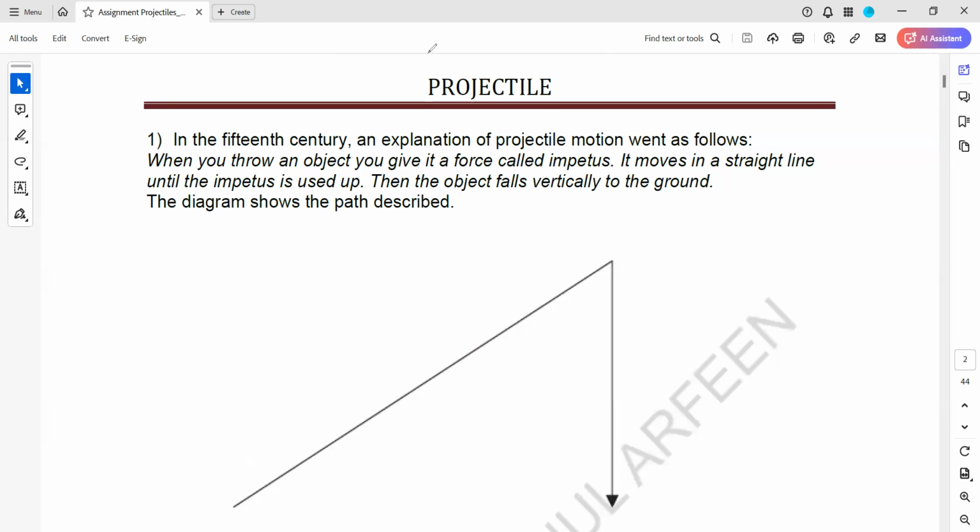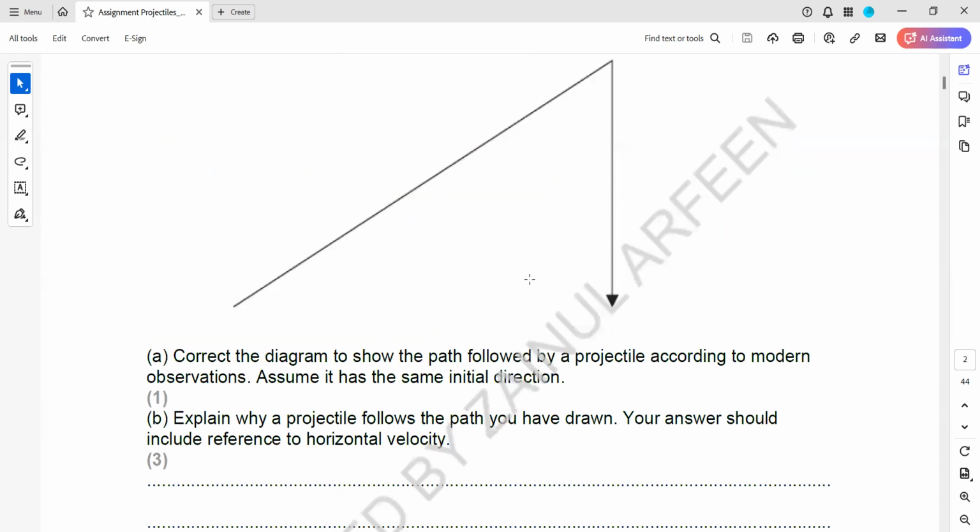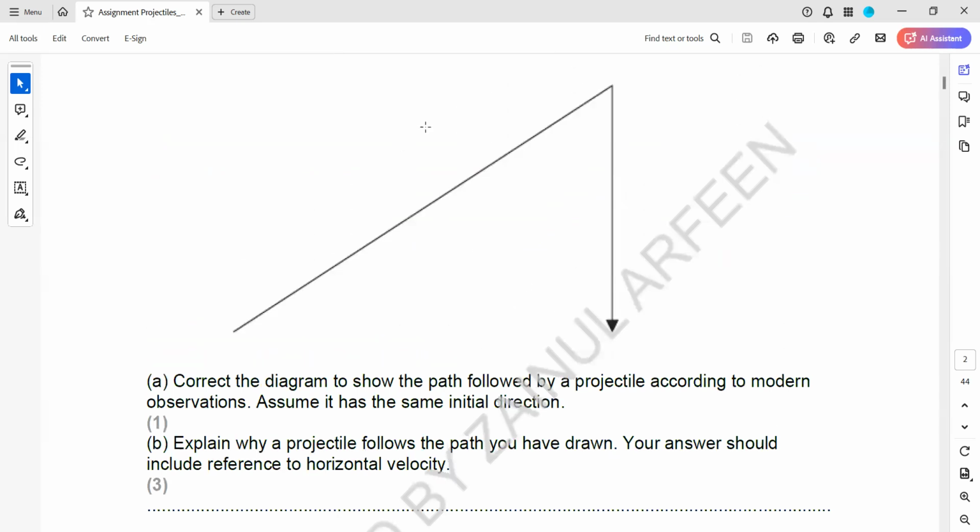The diagram shows a path which is described. Correct the diagram to show the path followed by a projectile according to modern observation. So what is the path followed by a projectile according to modern observation? We just have to complete the motion of this projectile, so it will follow this path.